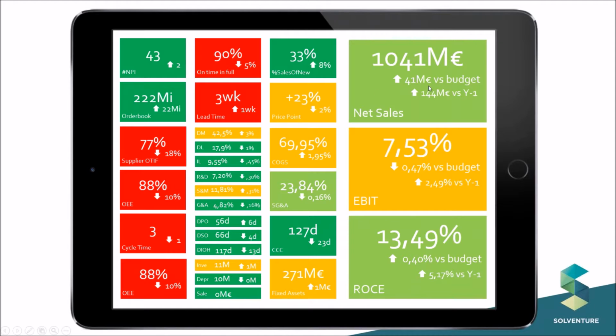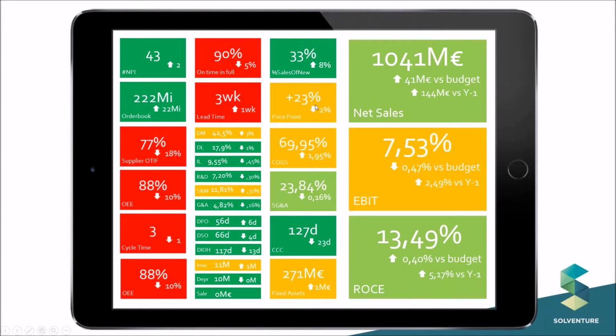We see, if we look here, that we are at 1 billion, which is 41 million euros above the budget, and even 144 million higher than last year, so it's a 14% increase compared to last year, and we are 4% ahead of the budget. And we clearly also see that's coming from a booming new product. So the target for sales of new products is 25%. We are currently at 33%. So from that perspective, we are doing extremely well.